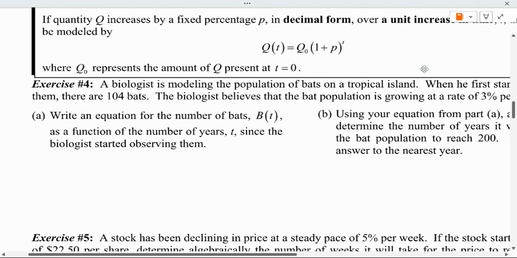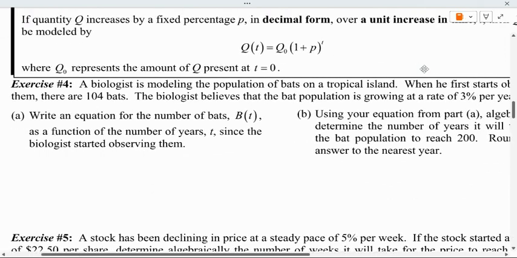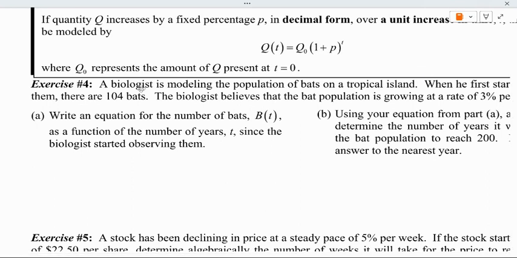A biologist is modeling the population of bats on a tropical island. When he first starts observing, there are 108 bats. This is the initial amount. This is my Q of 0. It's the initial amount. The biologist believes that the bat population is growing at a rate of 3%. That's the same thing as 0.03. Is everybody good with that?